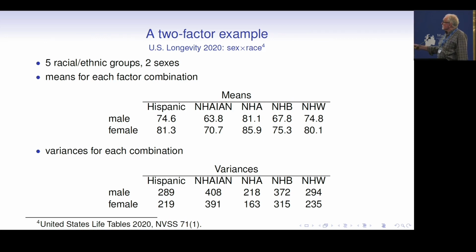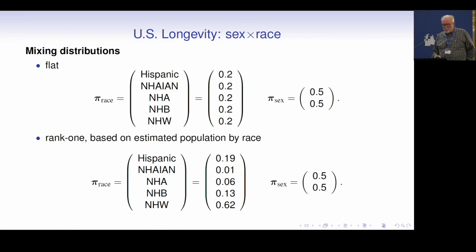Here's a table of the corresponding variances. Nothing surprising, because there's not really a particularly great pattern in it, but there they are. And when you do this, you can look at 2 different mixing distributions. One is a flat mixing distribution. Every race occurs in the same proportion, every sex occurs in the same proportion. Or these are the racial groups in proportions corresponding to their representation in the US population as of 2020.